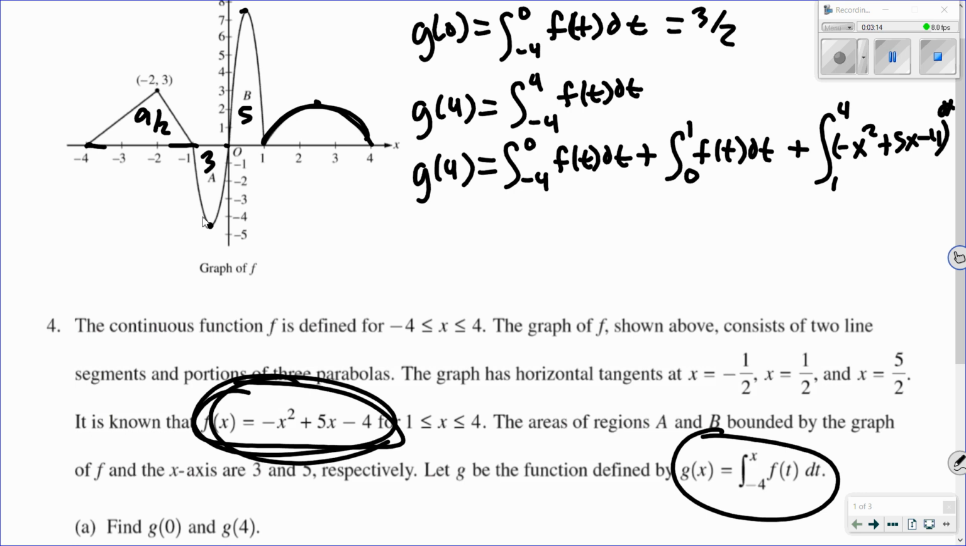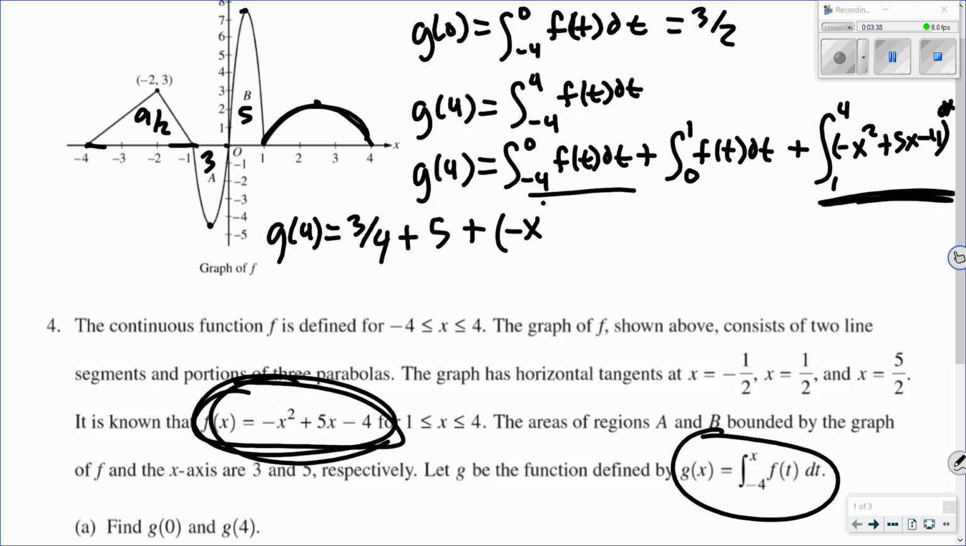The nice thing about this problem is we know a lot of it. I'm going to come over here. G of 4 then is equal to 3/2, that part from -4 to 0. From 0 to 1 is 5. To find the rest of it, though, I've got to evaluate this integral over here. So I'm going to evaluate that. So it's plus, I'm going to integrate that. It'd be -x cubed over 3 plus 5x squared over 2 minus 4x. And we've got to evaluate that from 1 to 4.